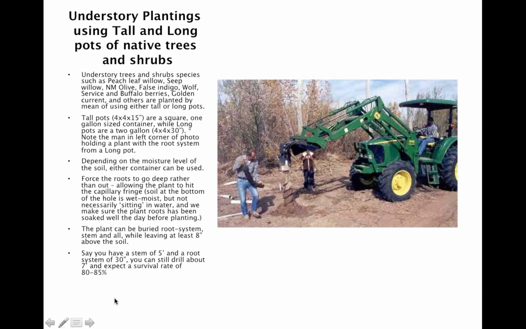The other method of restoration, basically with our understory trees and shrubs, is either tall pots or long pots. And again, I've mentioned those species previously. The tall pots, they're all a square 4-inch by 4-inch pot. The tall pots are 15 inches deep, and the long pots are 30 inches deep.